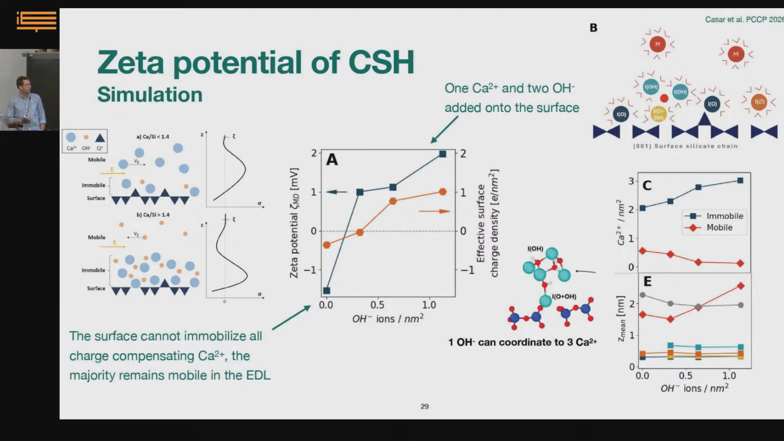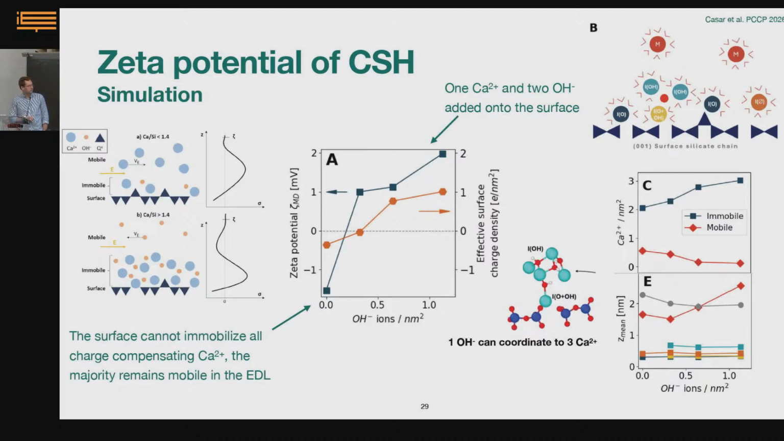So what's happening on the fundamental level is that if you imagine you have your surface, it's negatively charged, and you don't have many OH minuses, it means that you start charge compensating the surface with the calcium which is close to the surface. Some does inner sphere adsorb, some stays mobile close to the surface. So you overcompensate the surface charge, you get highly positive, the calcium is then dragging the water molecules in one direction, and that water movement gives you negative zeta potentials.